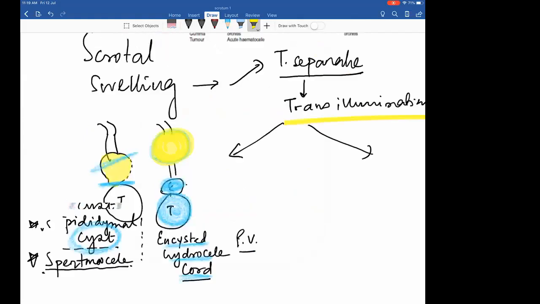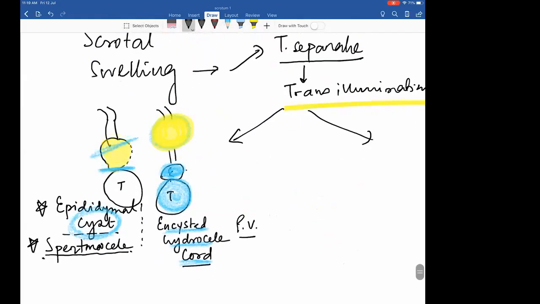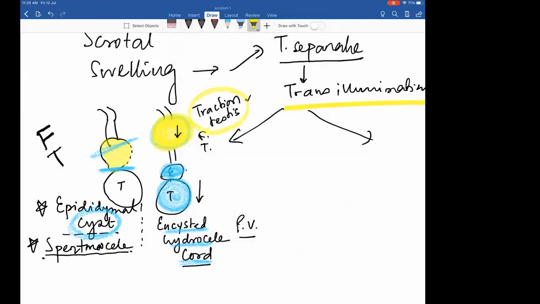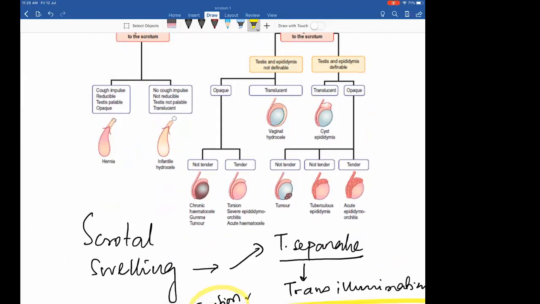But one important quick point to note in this one is that this swelling gives something called a traction test. That means, apart from being fluctuant, apart from being transilluminant, there is something called a traction test. That means if you pull the testes down, this swelling will also move down. Remember that both these cysts are fluctuant. Both these cysts will show transillumination, but on this one you get the traction test on the testes. So this completes the first part in which we talk about things that are transilluminant.